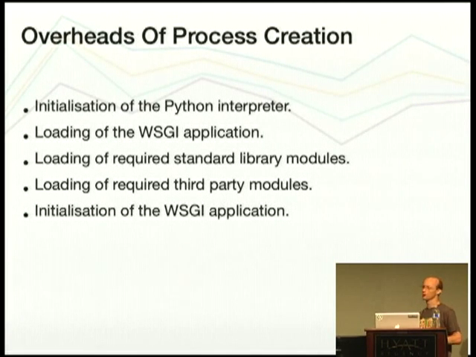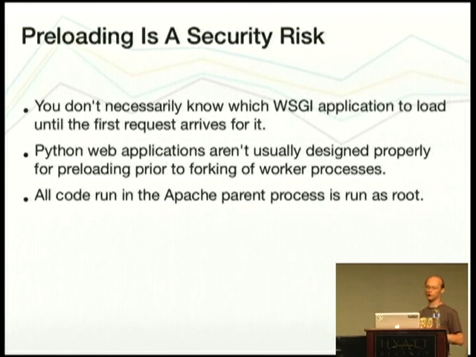The problem is that unlike mod PHP, where PHP is initialized and all extension modules preloaded into the Apache parent process, when using mod WSGI, Python initialization is deferred until after the processes are forked. Any application code and required Python modules are then lazily loaded. If initializing Python and loading the WSGI application in the worker process can be expensive, why can't we preload everything in the Apache parent process before the worker processes are forked?